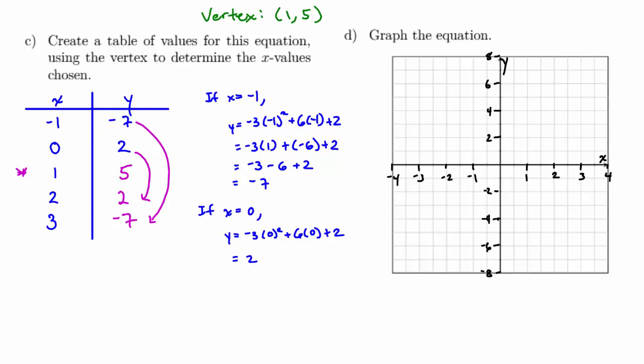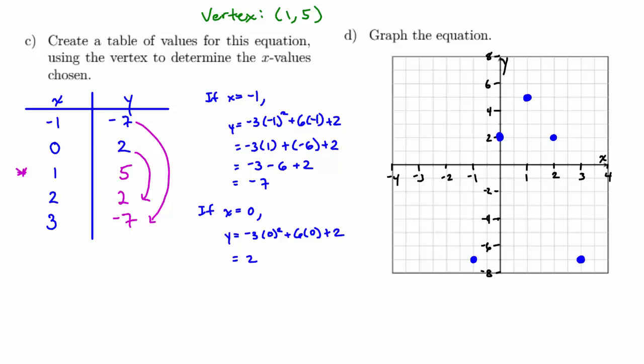So I'll go to where x is 1 and y is 5, and I'll plot my point. I know that's going to be the highest point on the graph as this parabola is opening downward. Next I'll graph the point 0, 2, and then I can go 1 more unit to the left. I can go negative 1, negative 7. And continuing on the right side, I have the point 2, 2 from that table, and then 3, negative 7.